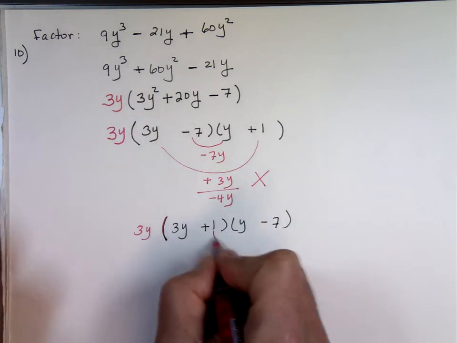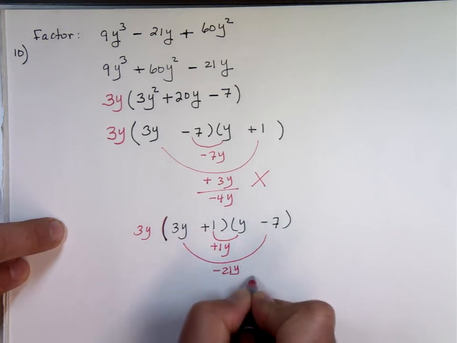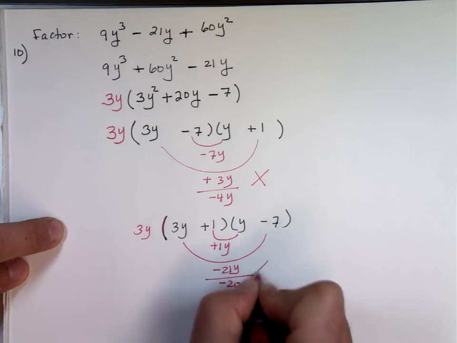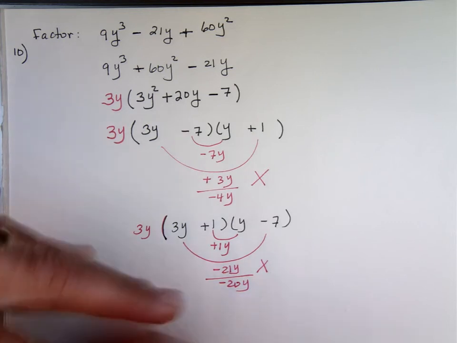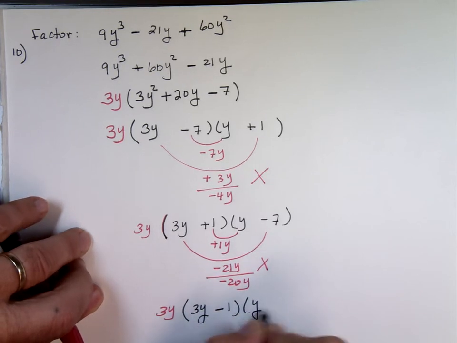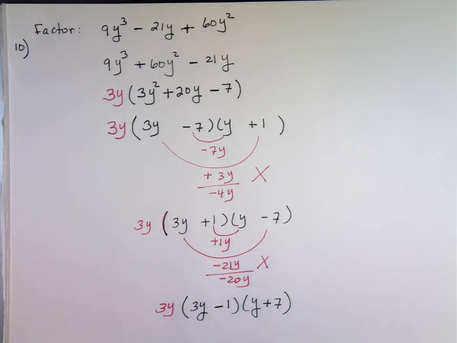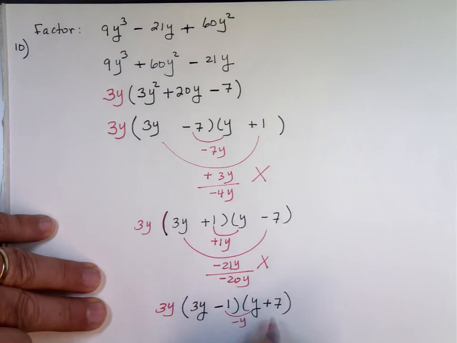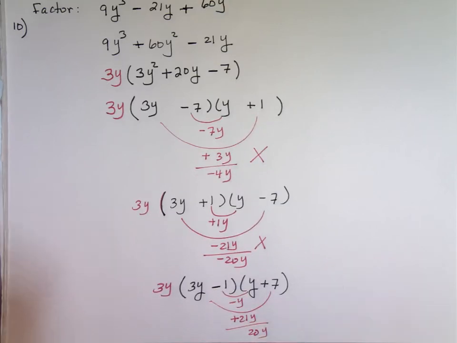That's plus 1y, negative 21y, negative 20y. Not good, but close. Notice I get the number, but not the sign. That tells me switch the signs. So if I switch the signs here, I'm good. I'm done. If I switch the sign, I should be in good shape. Because this is a negative y, positive 21, which gives me 20y. And that is the right factoring.